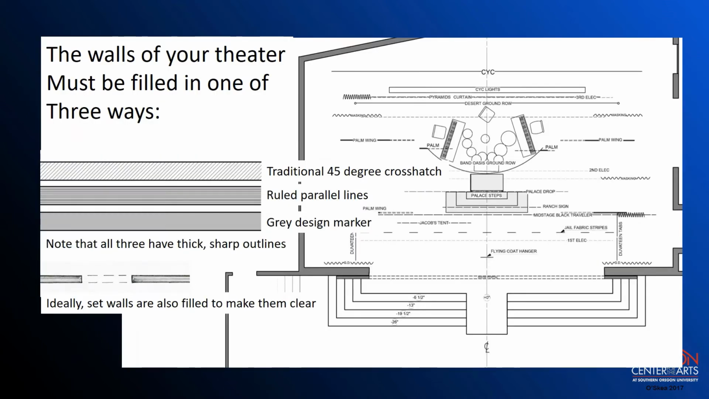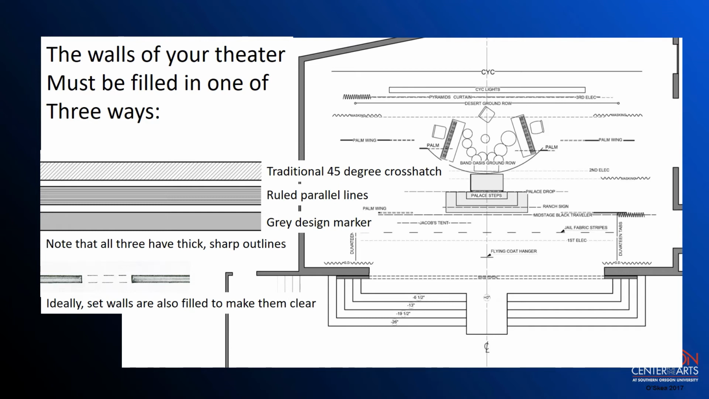So the walls of your theater must be filled in one of 3 ways. You can do the traditional 45-degree cross hatch. It looks terrific, but it's very time consuming because you want to use your T-square and your 45-degree triangle to do that and be very clean and precise with the way you draw those in. You can't just freehand those in. It's not just sketching in 45-degree lines. That's not how you want to do that.